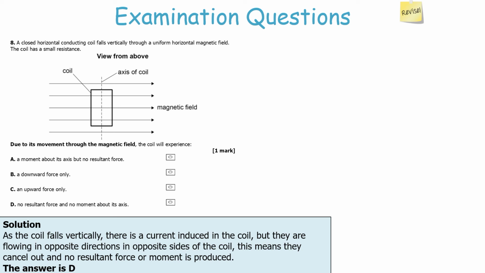So as a result, there will be an induced current in one direction and an induced current in the other direction, and they'll both produce their own magnetic force, because when you have a current going through a conductor, it produces a magnetic force by electromagnetism. But because they're equal yet opposite, they will cancel each other out, so there's no resultant force and there's no resultant moment. So the answer is D.